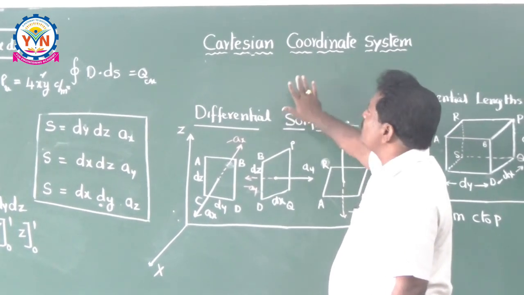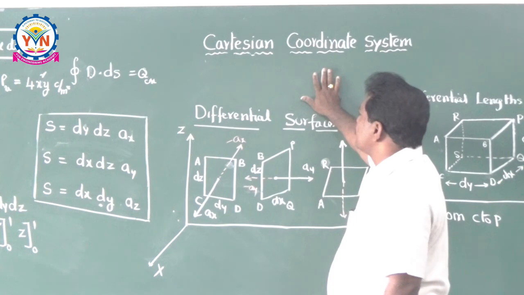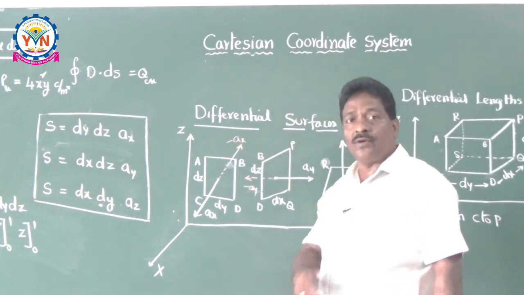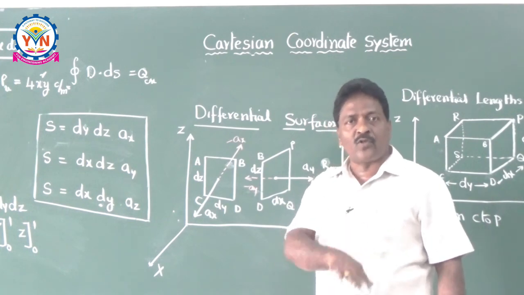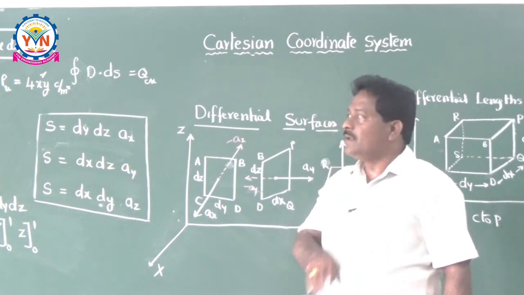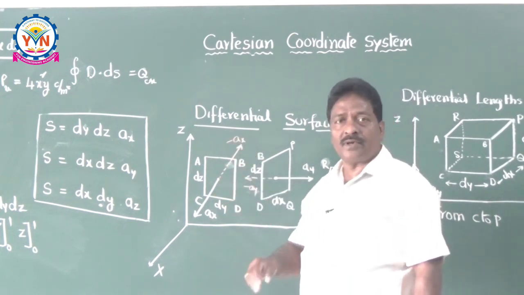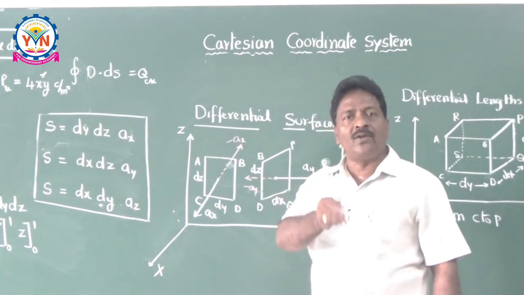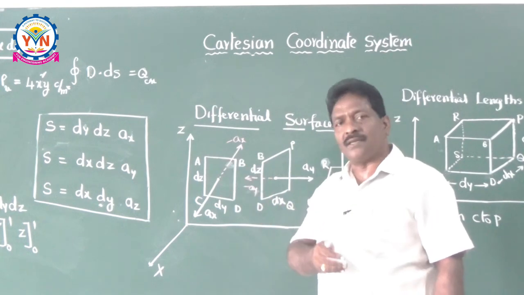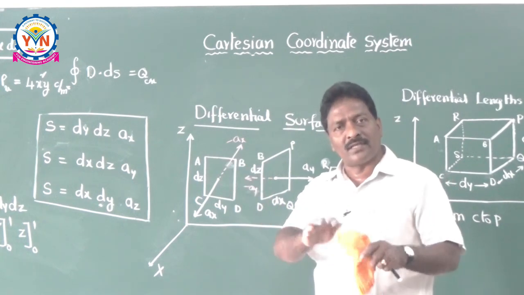Once you know the Cartesian coordinate system, you can definitely understand the other coordinate systems very easily. For that also, I would like to narrate all these coordinate systems, particularly cylindrical and spherical coordinate systems, which are difficult to understand, using some physical examples.